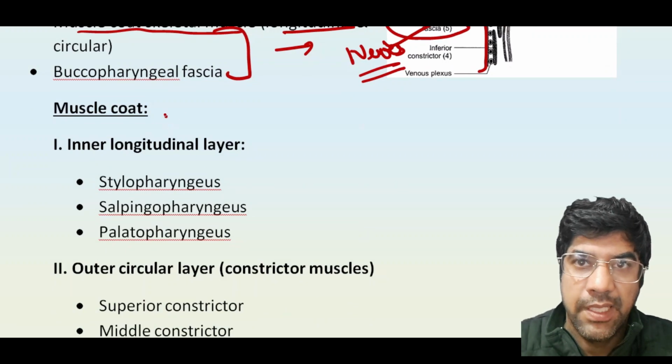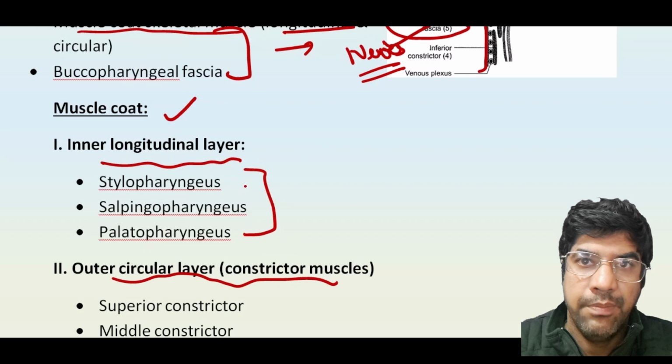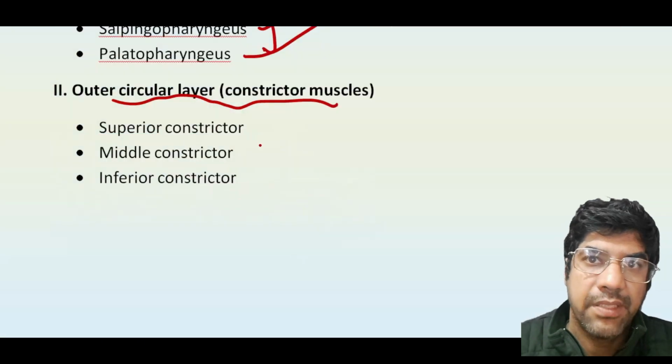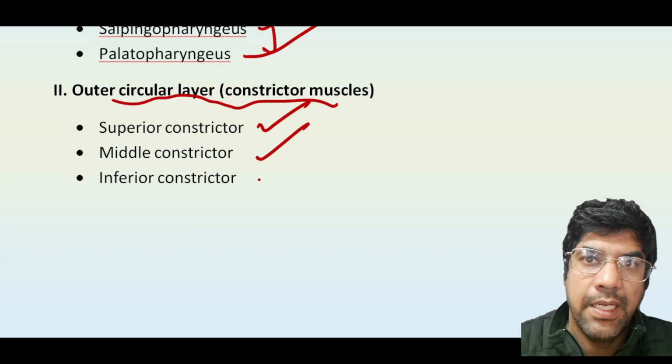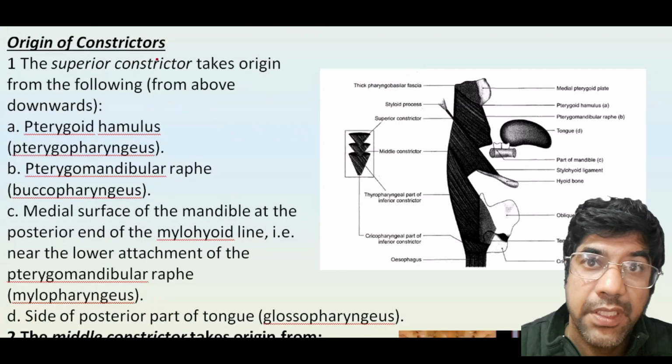The muscle coat, as discussed, consists of two layers: the inner longitudinal muscle and the outer circular muscle. The three longitudinal muscles are stylopharyngeus, salpingopharyngeus and palatopharyngeus, whereas the constrictor muscles are the superior constrictor, middle constrictor and the inferior constrictor. Now let us discuss the origin of the constrictors.